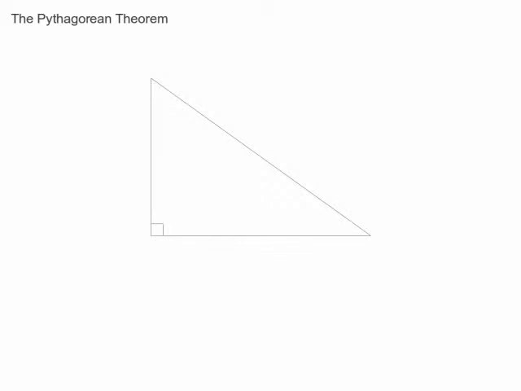For any right triangle, the sum of the squares of the sides equals the square of the hypotenuse. We model this with the Pythagorean theorem: a squared plus b squared equals c squared. A and b represent the two legs of the triangle. C represents the hypotenuse, or the longest side of the triangle.